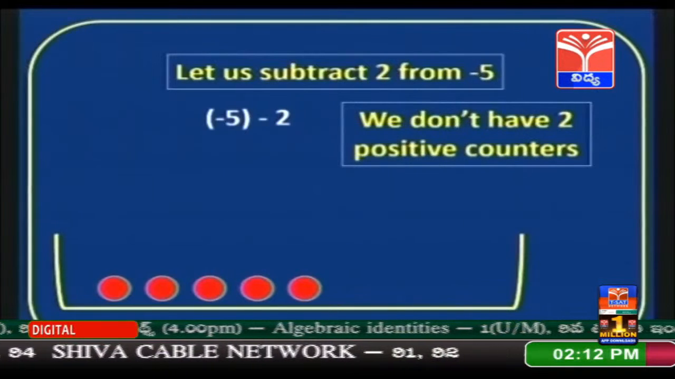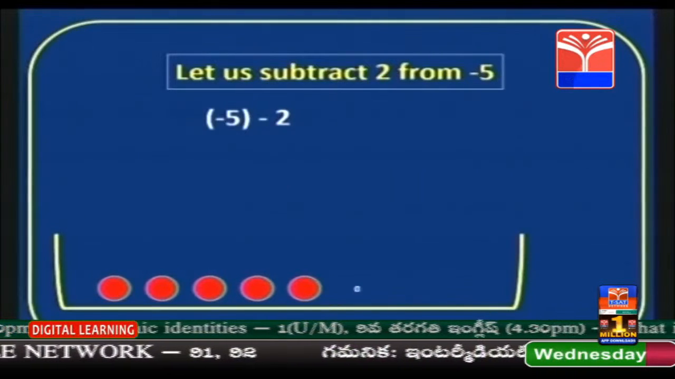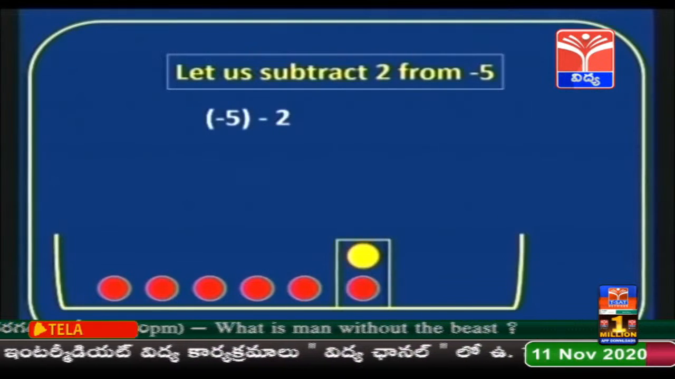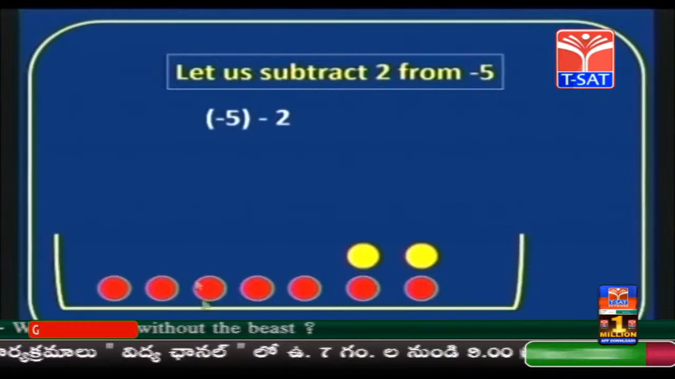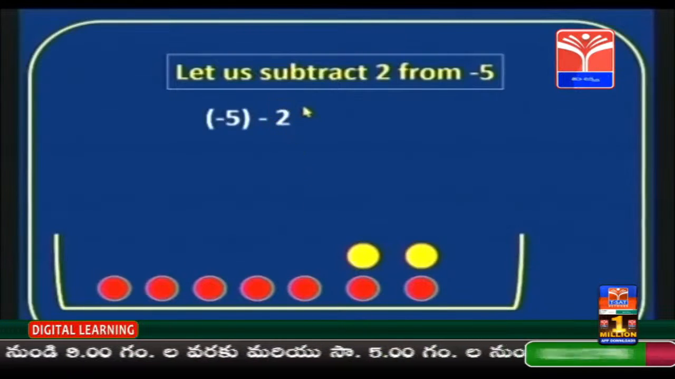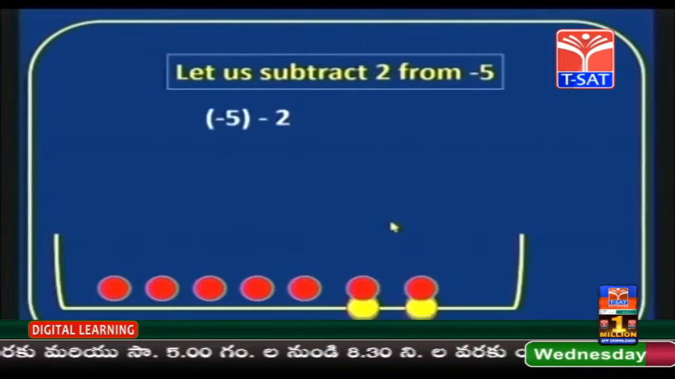When you do not have two positive counters, what we have to do? We have to take two zeros. These zeros can be taken as pairs again. Okay, now are you getting the yellow coins here? Yes. So how many yellow coins can be taken out here? 2. So now I am taking out the 2.